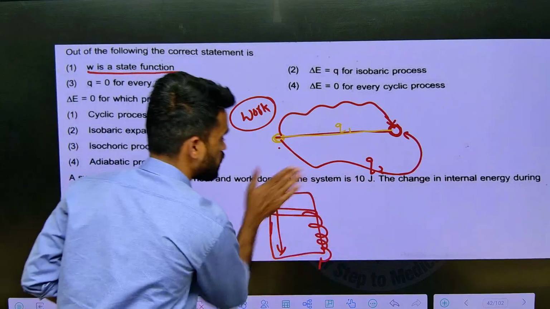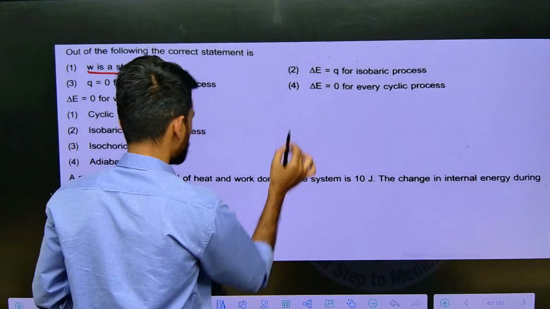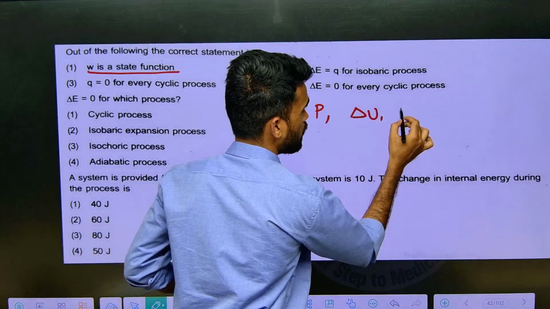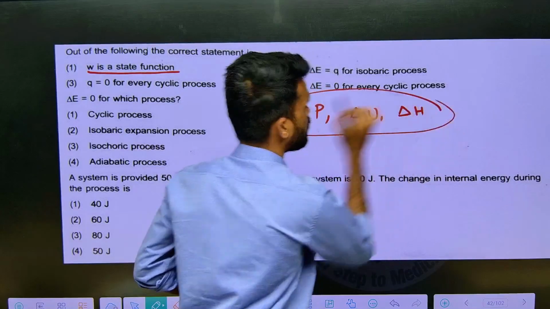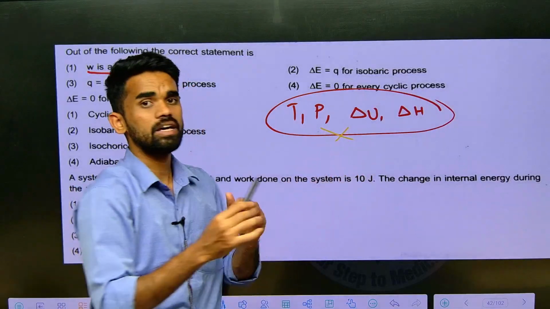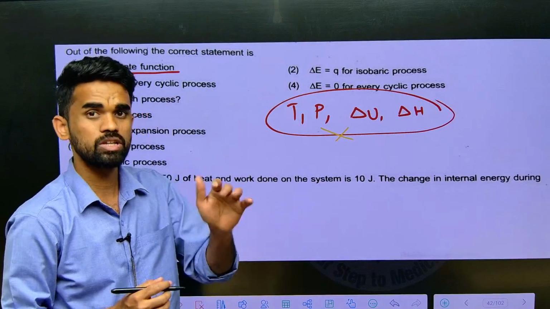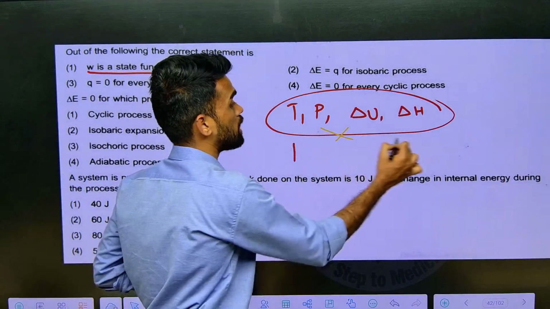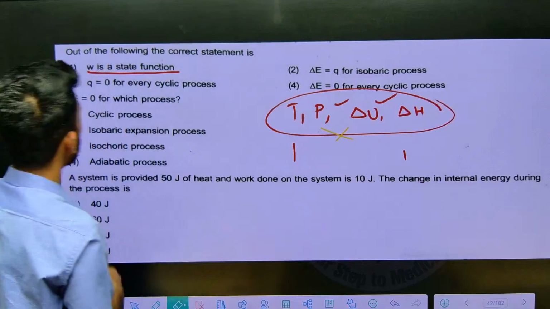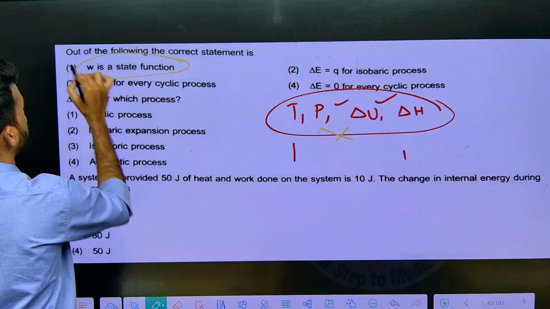Now when it comes to state functions, what are the examples? Like temperature, pressure, internal energy change, and enthalpy change, all these come under state functions. They don't depend on the path followed by that process. They depend only on the initial and final states. So these are some examples of state functions. Now you can look here, so work is a path function, they are saying it is a state function, so this is incorrect.